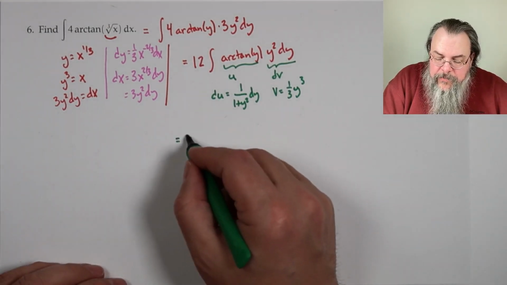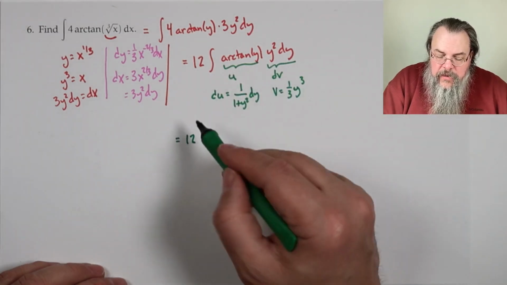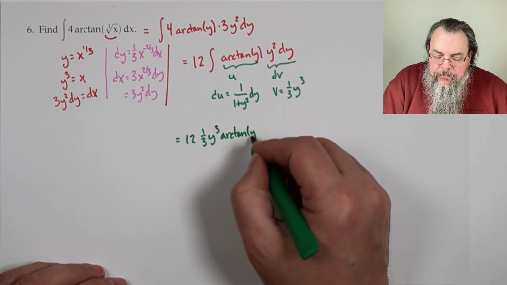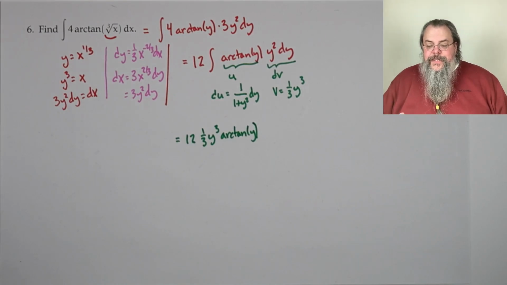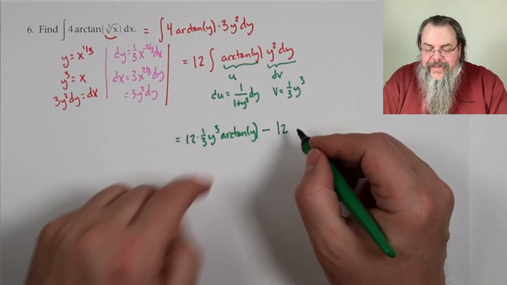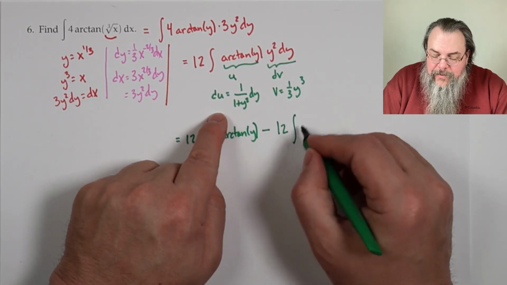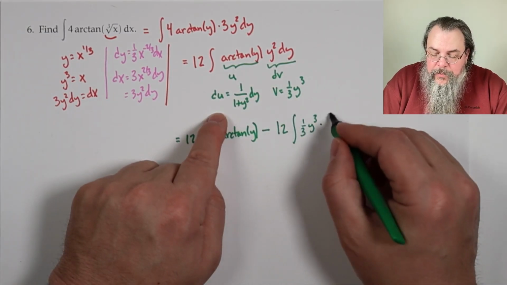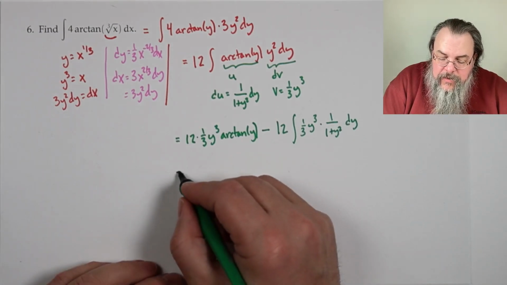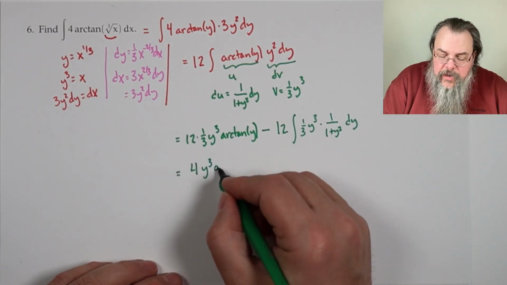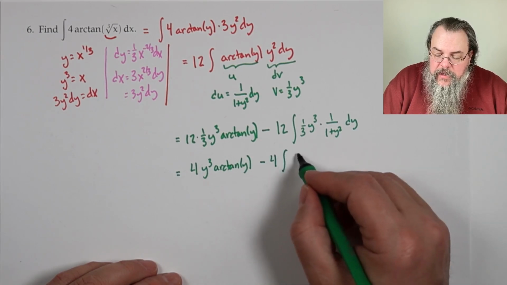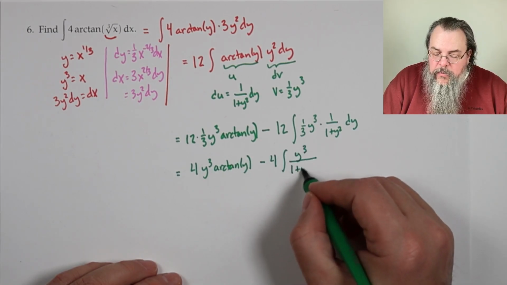Okay, so what do we have? Well, don't forget that 12 in the front. So 12 uv. So we'll have 1/3 y cubed arctangent of y. All right, good. Minus the 12, don't forget the 12, still there, and integral v du. So integral of 1/3 y cubed times 1 over 1 plus y squared dy. All right. Well, we can clean this up. So we have really 4y cubed arctangent of y, and then minus 4 integral of y cubed over 1 plus y squared.